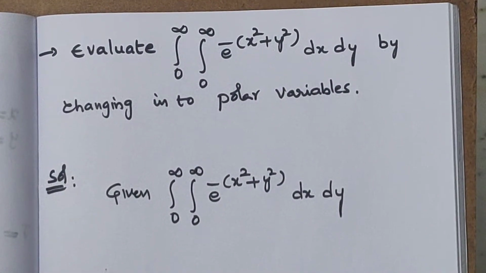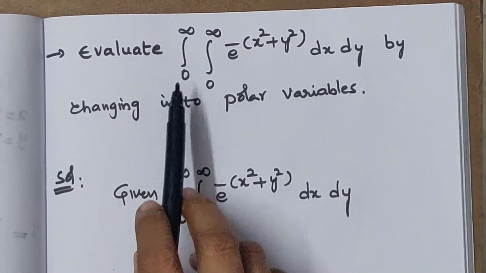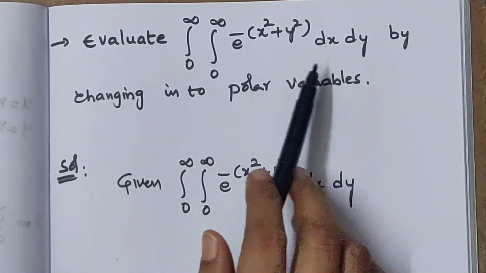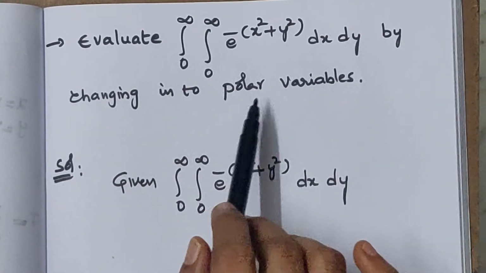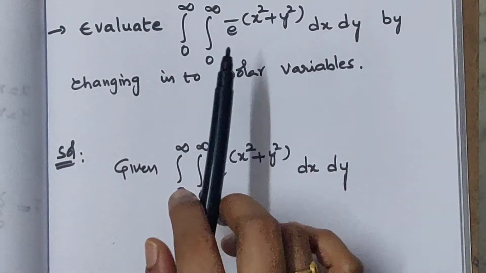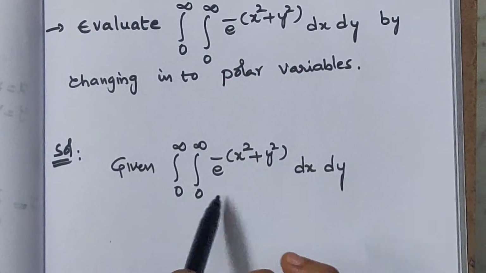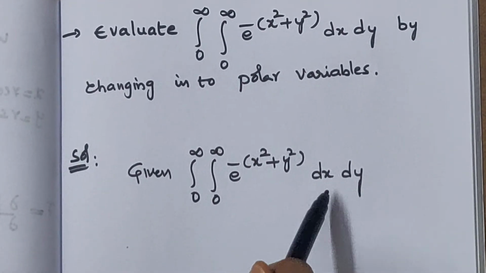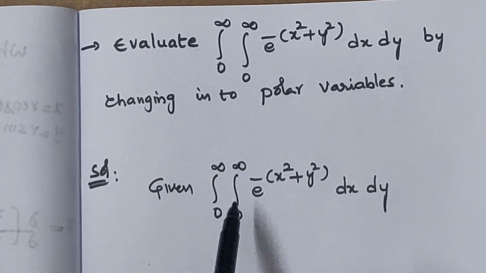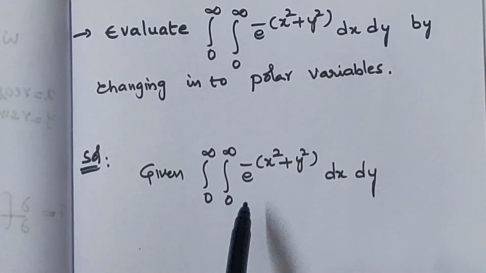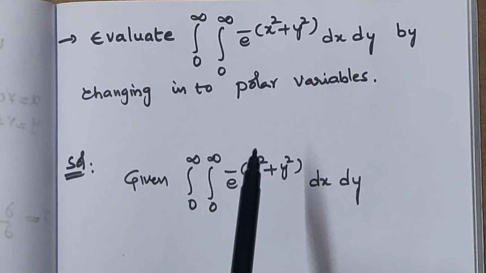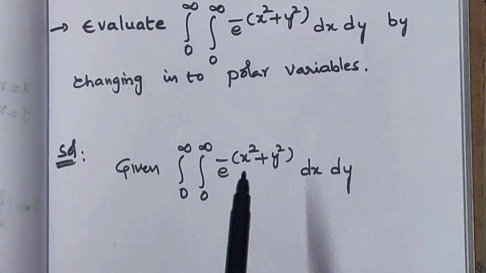Here the problem is to evaluate the double integral from 0 to infinity of e power minus (x square plus y square) dx dy by changing into polar variables. This is actually the Cartesian double integral. With respect to x and y, we have to do integration. If you observe the limits, both are 0 to infinity. It makes it difficult to evaluate this integral by using substitution or any other method.